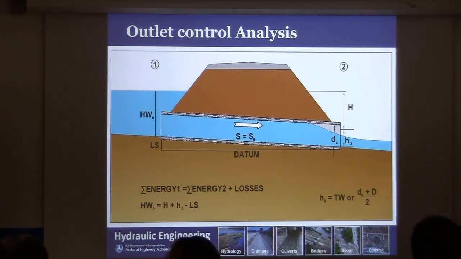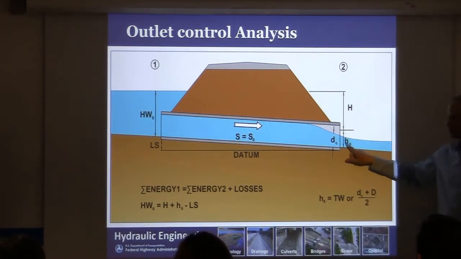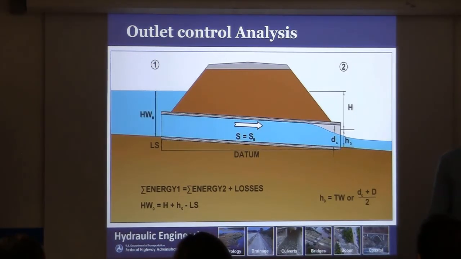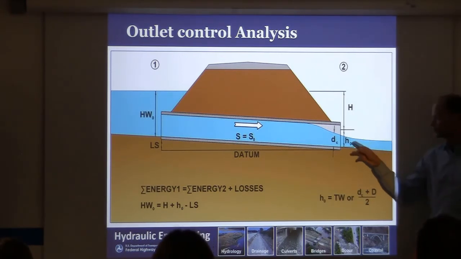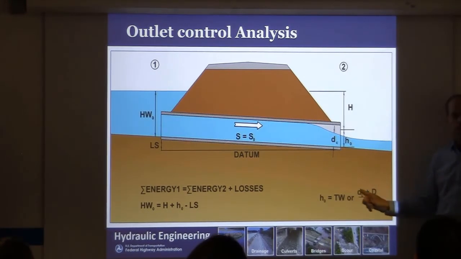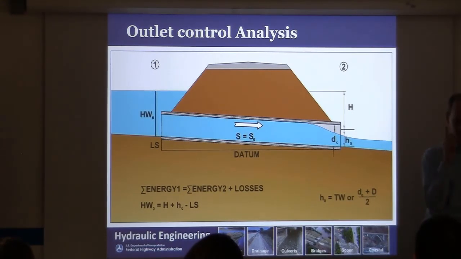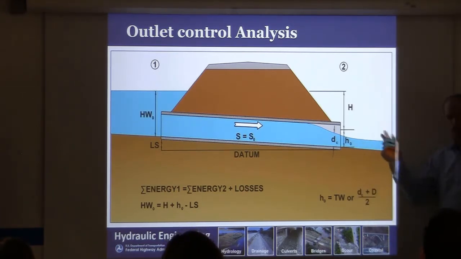Is S sub O normal depth? Oh, I'm sorry. So this is slope. Anytime you see S, it's slope. Okay. Yeah. Oh, this? Yeah, is that normal depth? Is it normal depth? It's not always. Actually, this is a good question. So the question is, is H sub O normal depth? If tailwater is the greatest of these two, and if you calculated tailwater using the uniform flow conditions using Manning's equation, then H sub O is normal.